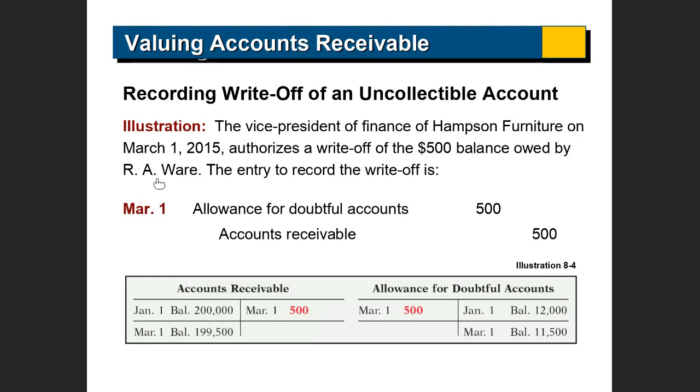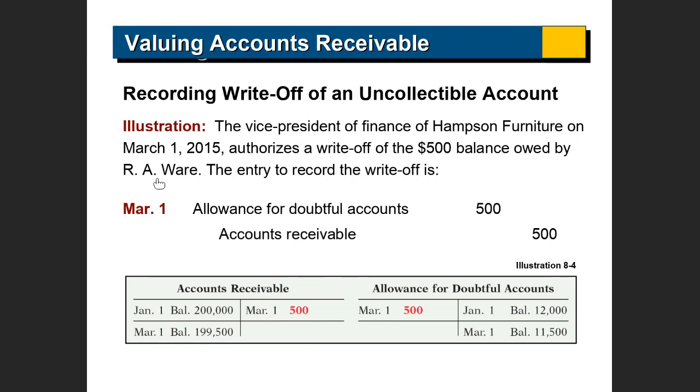After trying to collect from this RA Ware company, the seller has been unsuccessful. It has been many months and this company is not paying. So the vice president, this has to go through approval, says, okay, don't try to collect this anymore. Don't send them any more bills. We consider this a write-off. Remove this from accounts receivable.